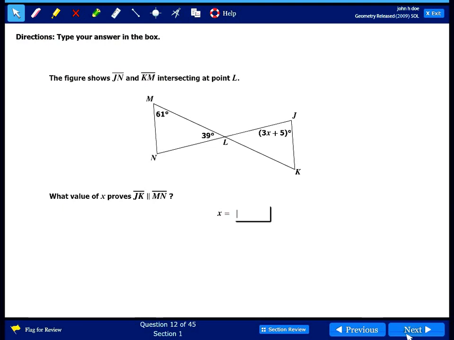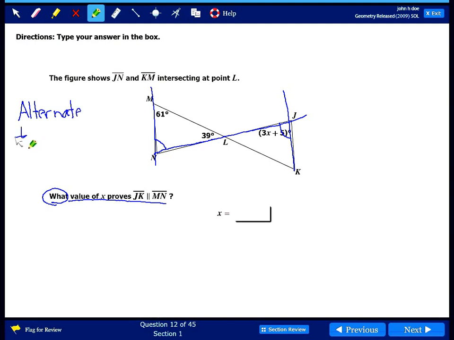For this problem here, it says the figure shows segment JN and segment KM intersecting at point L. This says what value of X proves JK is parallel to MN. So we're going to say we want these lines to be parallel, and we have this line right here. This angle has to be equal to this one because they are alternate interior angles.